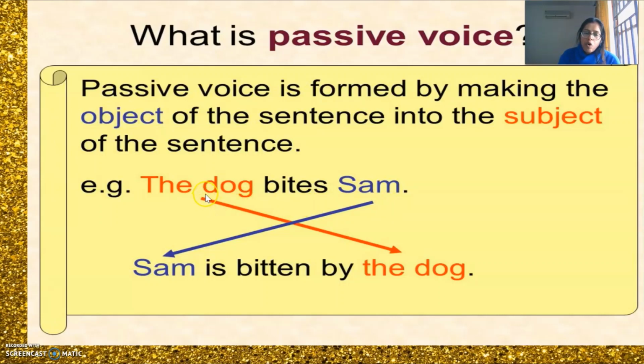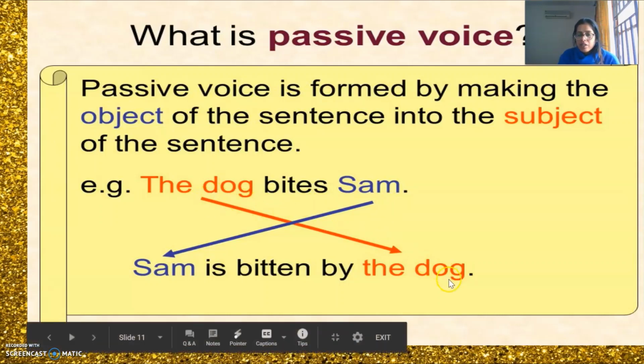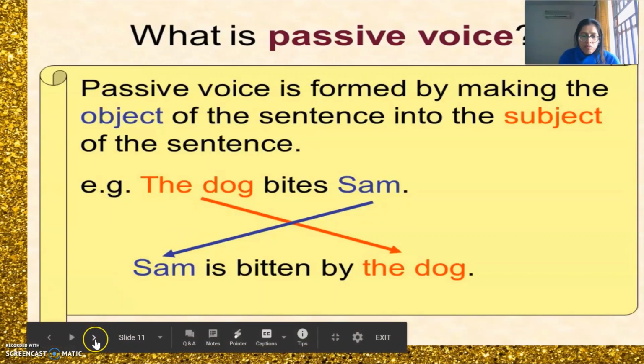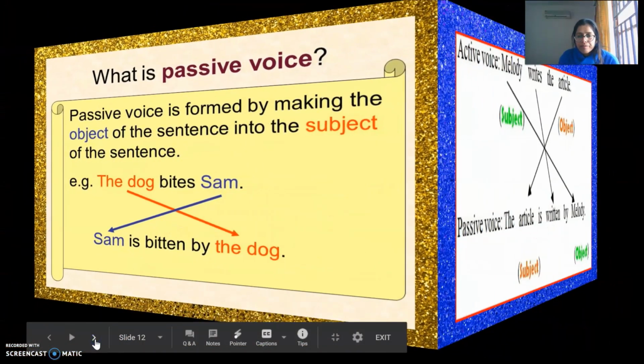It means dog has shifted here and Sam has shifted here. Okay, I hope it is clear. Moving on to my next slide.